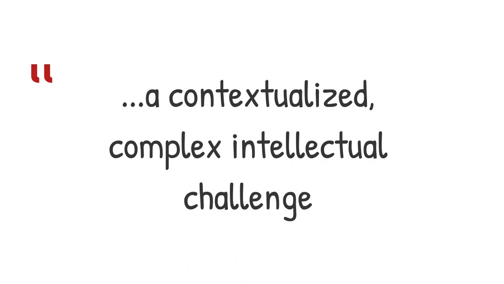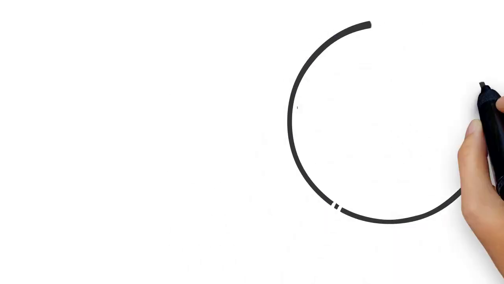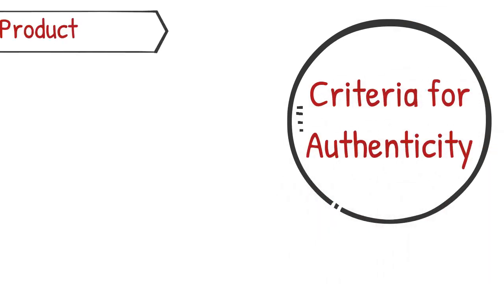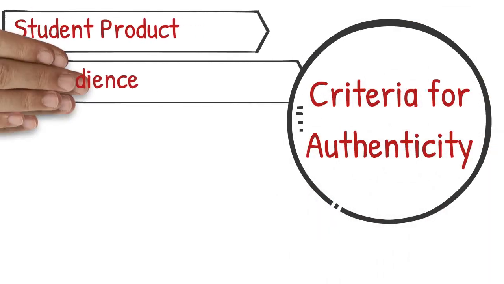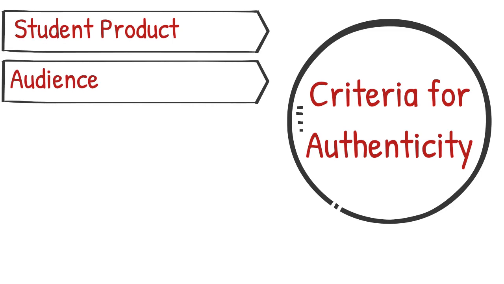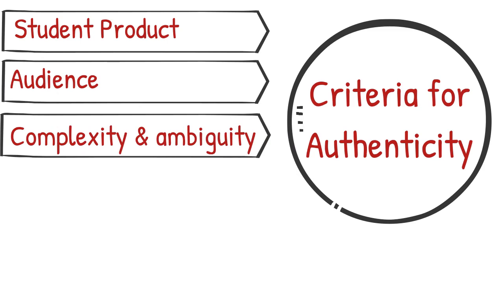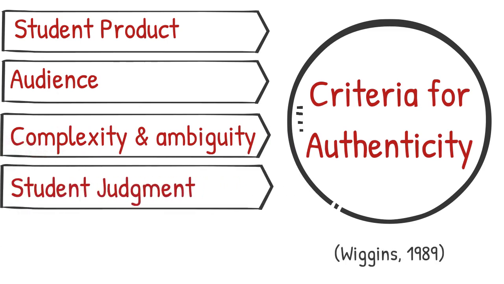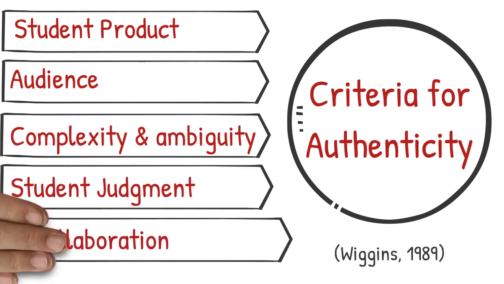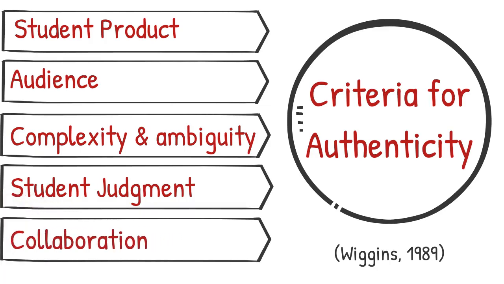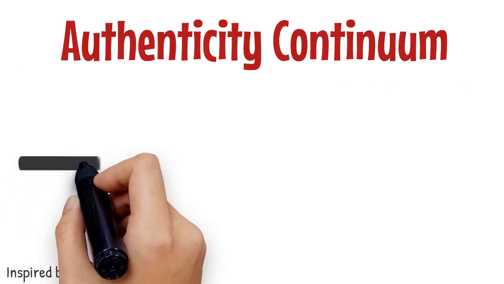According to Grant Wiggins, an authentic assessment is a contextualized, complex intellectual challenge. Some of his criteria for an authentic assessment are that a student generates some sort of product, that there is a realistic audience for that product, whether it's real or conceptual, that the tasks are complex and ambiguous. That leaves opportunity for students to exercise judgment as they work through them, and that there's some form of collaboration, whether that's with you, other students, or some outside source. Why this last one? Because this is how people operate in real work or life situations.